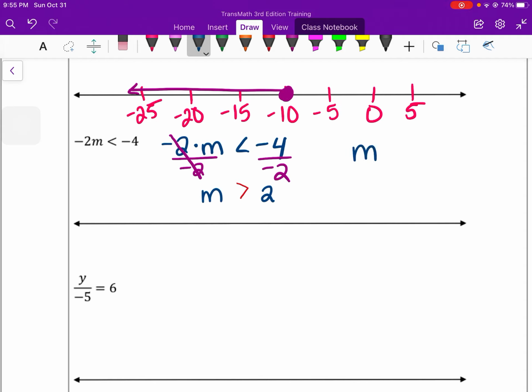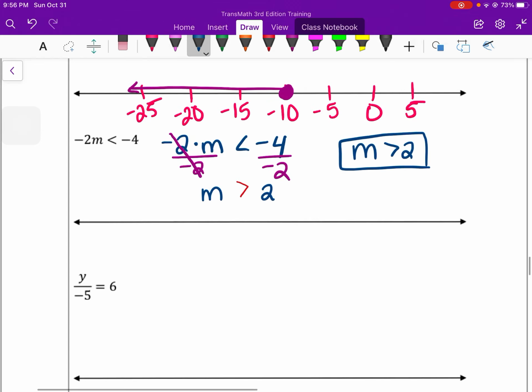So my answers are going to be all my m's that are greater than 2. My original problem started with a less than. My answer has a greater than in it because I divided my equation by a negative. And remember when we did that up top, to make the equation true, you had to flip the sign. So that's the rule. When you divide by a negative when solving, flip the inequality.